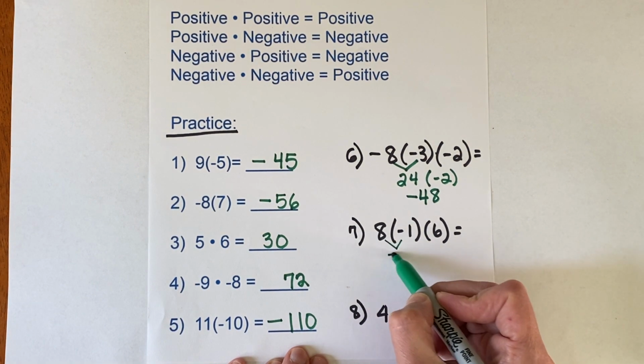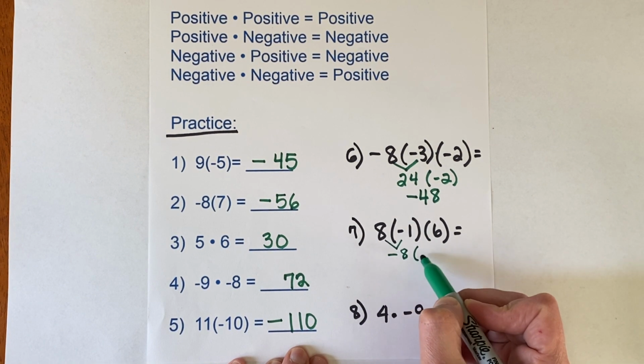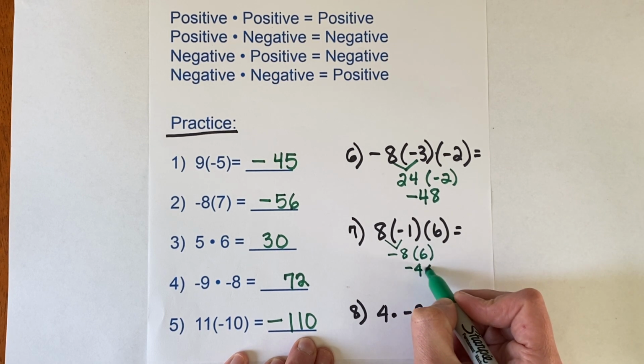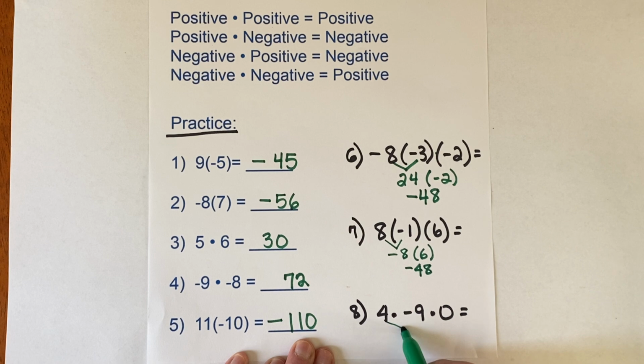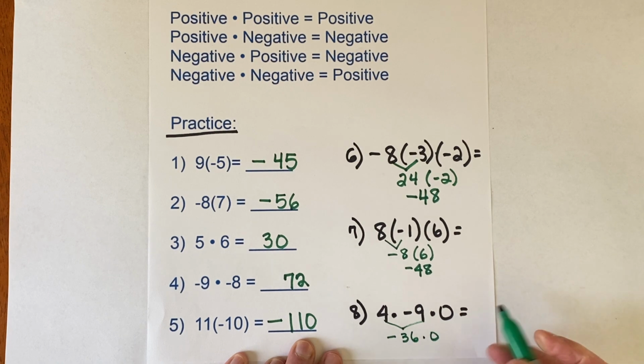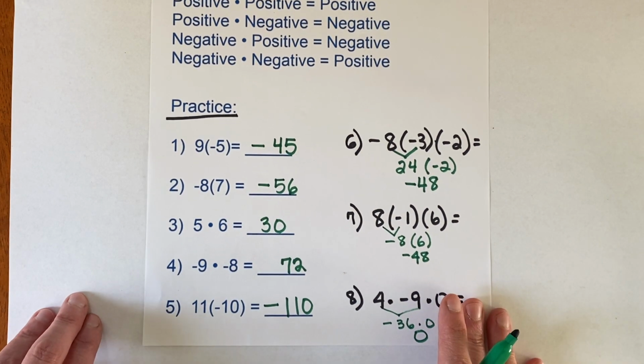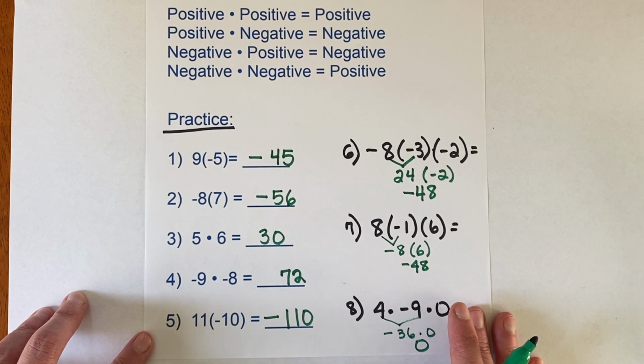8 times negative 1 is negative 8. Negative 8 times 6 is negative 48. 4 times 9 is 36 times the negative, but I didn't even need to do all that. Once I saw the 0 there, I knew my whole final answer was 0.